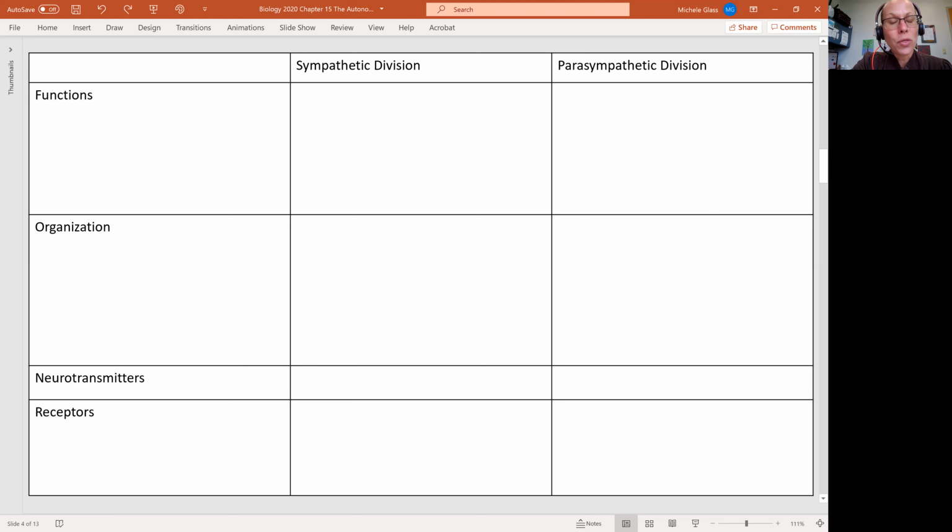So what we see here are 3 columns, and we have a total of 5 rows. The first column is just those details that we need to know. So I have labeled each row as either function, organization, neurotransmitter, or receptor. And then I actually have the first row of that first column blank. The heading of my second column is the sympathetic division, and the heading of my third column is parasympathetic division. And so let's start here by filling in some details for function for the sympathetic division.